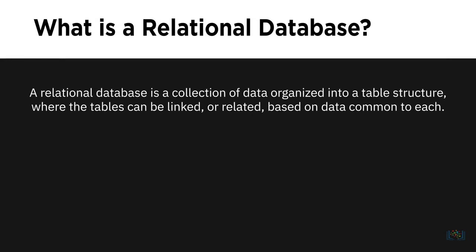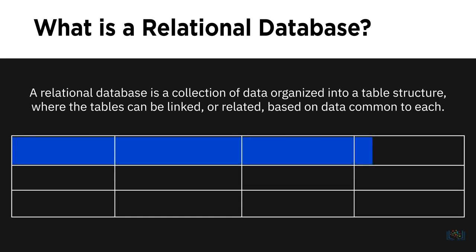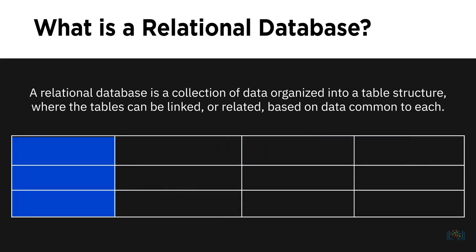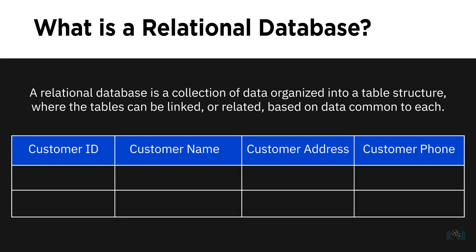A relational database is a collection of data organized into a table structure, where the tables can be linked or related based on data common to each. Tables are made of rows and columns, where rows are the records and the columns the attributes. Let's take the example of a customer table that maintains data about each customer in a company. The columns or attributes in the customer table are the customer ID, customer name, customer address, and customer primary phone, and each row is a customer record.